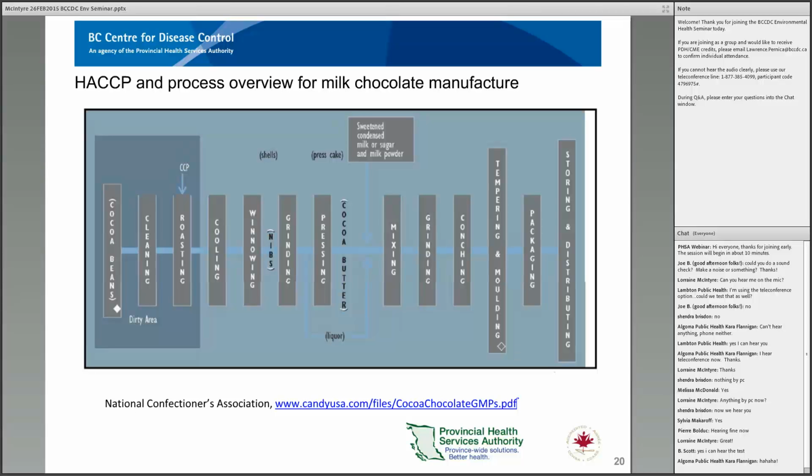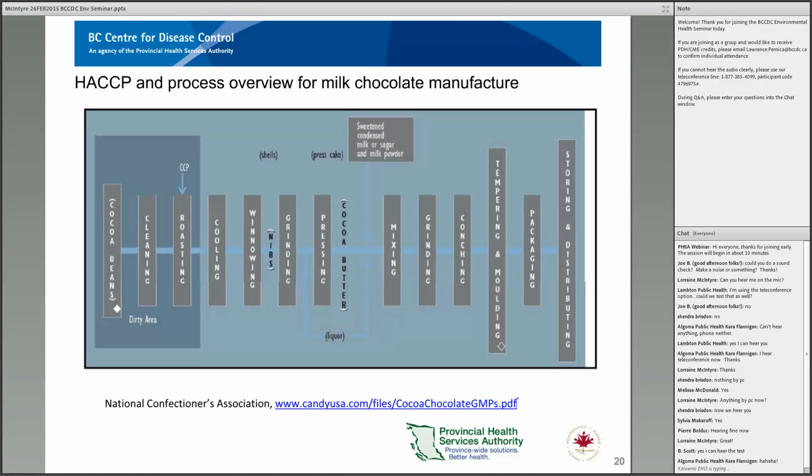So at the left-hand side of your screen in the darker blue area, the first 3 steps are for cocoa beans is what's performed in what they call the dirty area. So they take the beans, clean them, and then roast them. And if you look at all the other steps in the process, the only critical control point is that roasting step. So that means after that point in the process, any pathogens that are introduced cannot be further controlled. So it's really important that the beans are roasted.